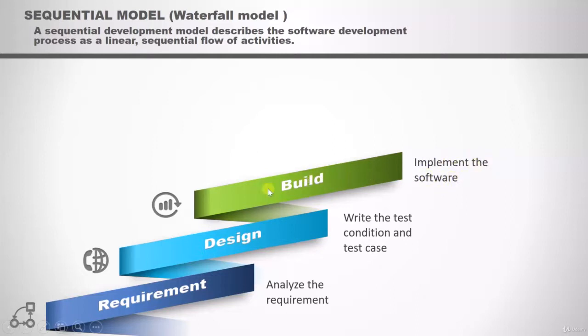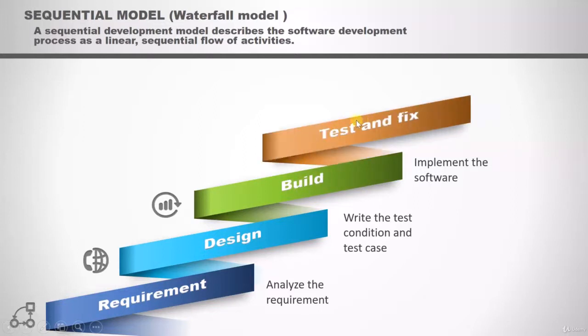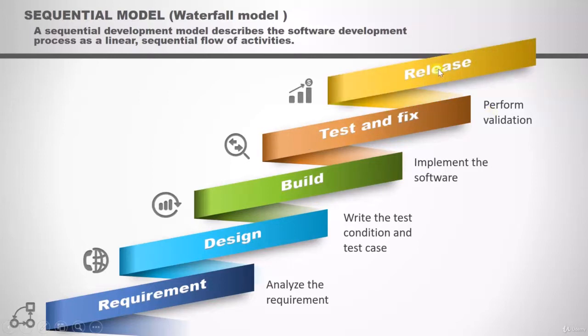When we have gone through all these activities and our software is ready, then we go into testing. Here we will test the software for defects, and if any are found, we will fix them. And once the software passes through testing, it will be released to the customer. So these are the activities in the sequential model, and as you can see, they are in a linear flow. You have requirement, design, build, testing, and release.